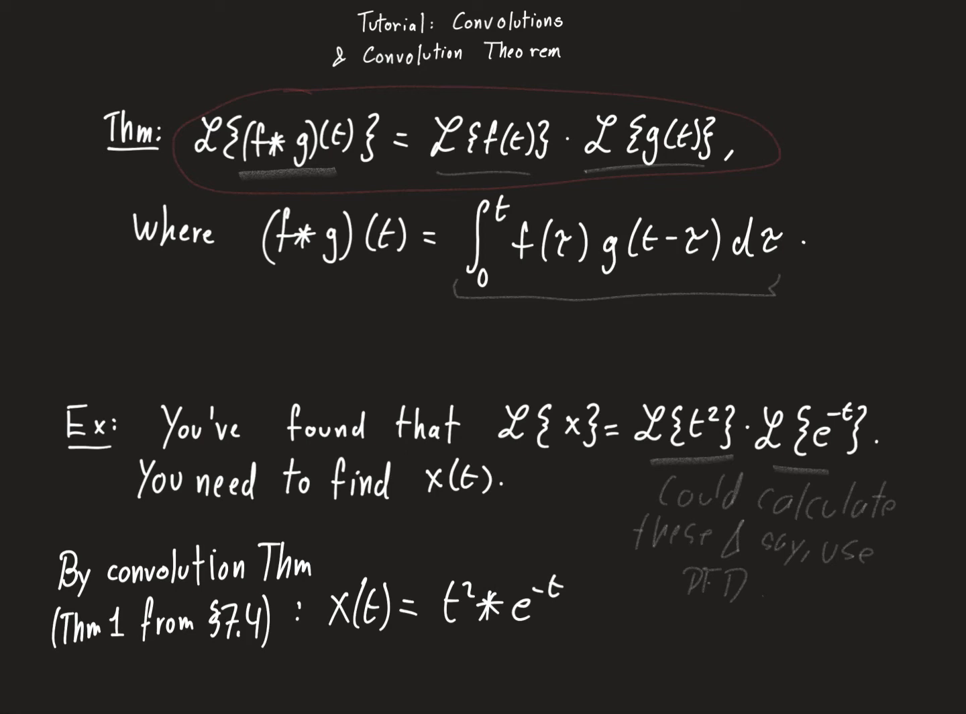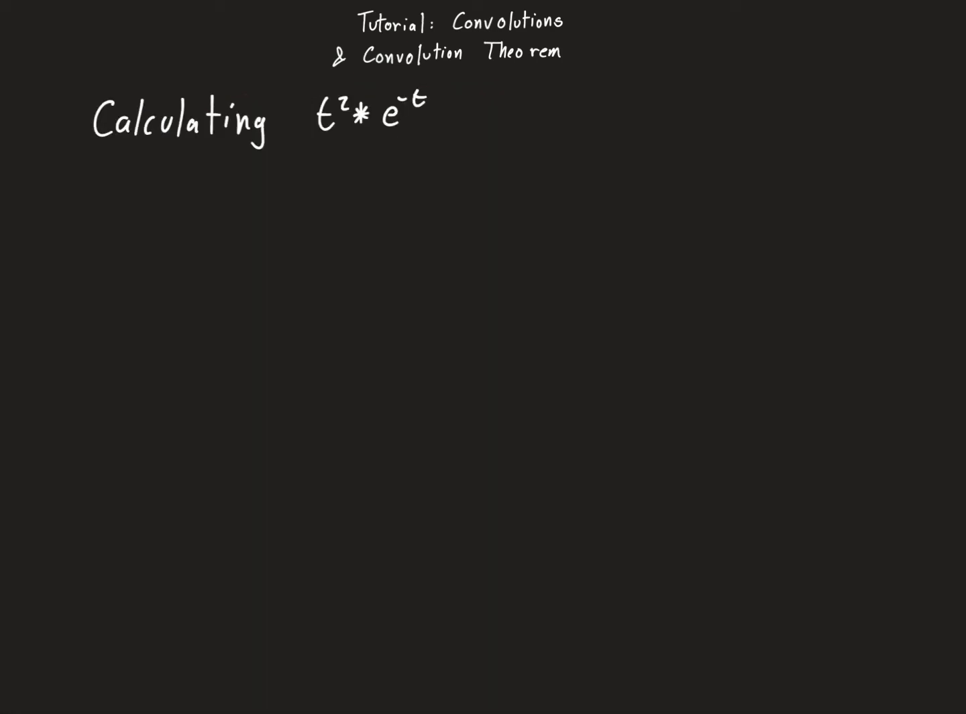So, when you're applying the convolution theorem in cases like these, the issue is that it still leaves you with a convolution you need to calculate. We need to calculate t squared convolved with e to the negative t. So, that's what I'm going to spend the rest of this video doing, and hopefully this will serve as an example more generally of how to calculate the convolution of two functions. Okay, so what we want to do now is calculate this convolution. One function is t squared, and the other function is e to the negative t.